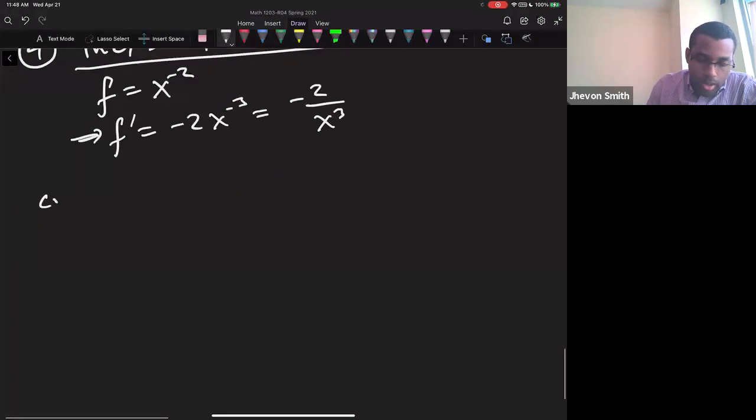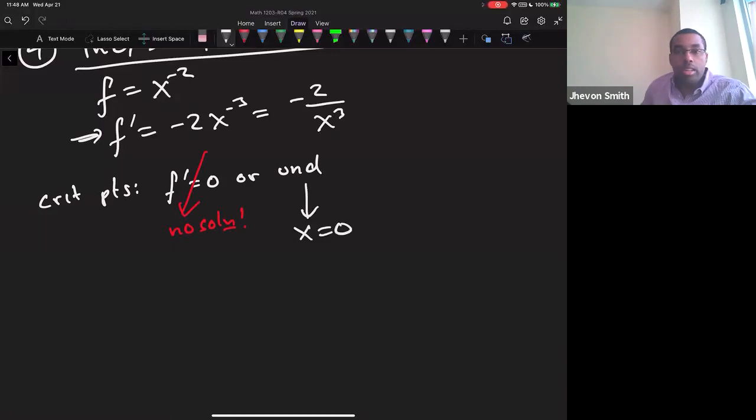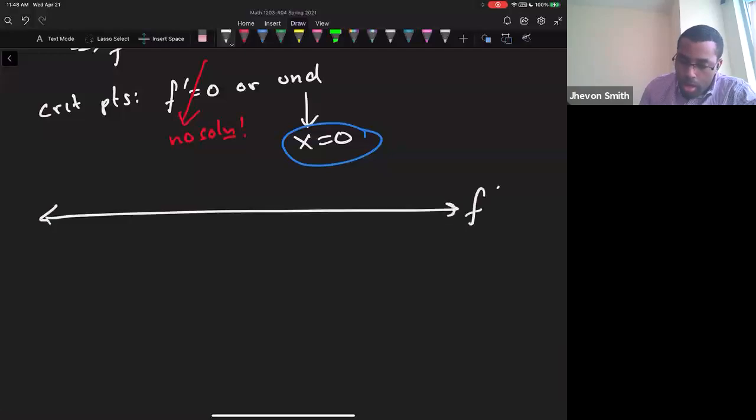What you're going to do is you're going to find the critical points. F prime equals 0 or undefined. F prime is never 0. Again, it's a fraction, and the numerator is never going to be 0. The numerator is minus 2. A fraction can only be 0 if the numerator is 0. It is undefined, though, if x equals 0, because you would divide by 0. So that's your only critical point right there. And remember, what we do with that critical point is we put it on a number line that we test in the first derivative. So we're going to put a 0 here.